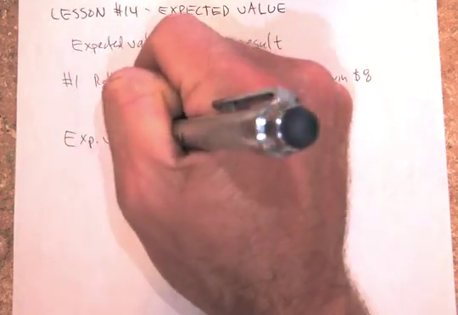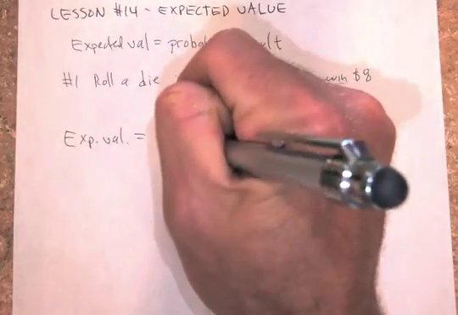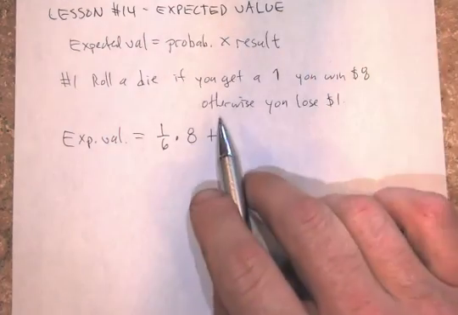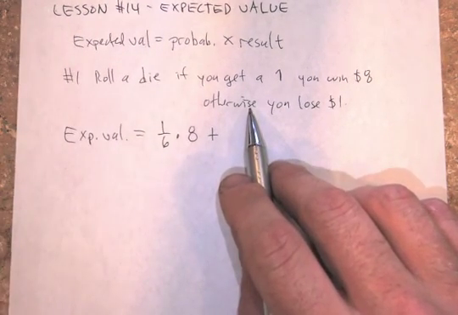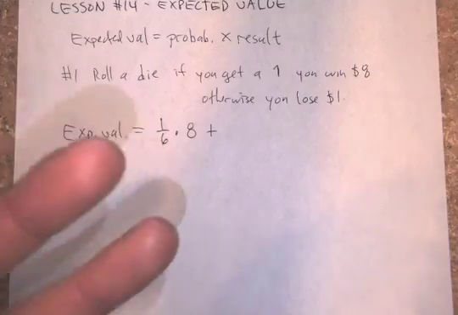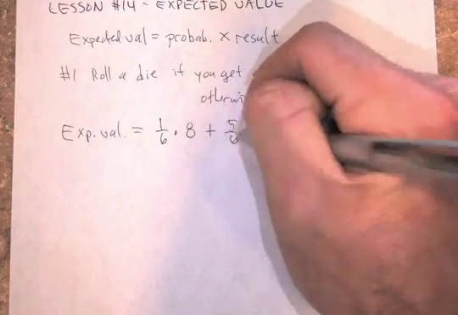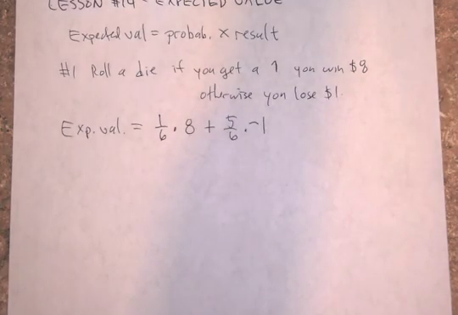So let's find the expected value. We take the probability times the result. So the probability of getting a 1 is a 1 out of 6 chance, times the result, $8. Okay, plus what's the probability of you losing? Okay, this otherwise part. Well, if anything else comes up, right? 2, 3, 4, 5, or 6 comes up, that's a 5 out of 6 chance that you're going to lose, times lose $1, so -1. Honestly, just to make it simple, let's change everything to decimals. You could do that pretty easily without changing to decimals, but I'm just going to do decimals.